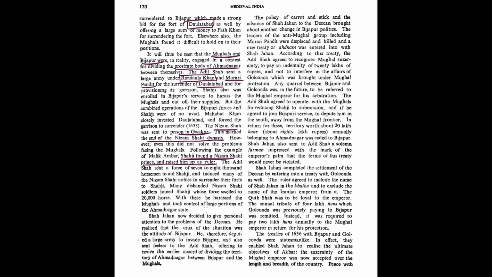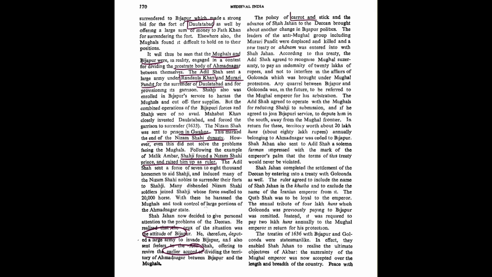Shah Jahan now decided to give personal attention to the problem of the Deccan. He realized that the crux of the situation was the attitude of Bijapur. He therefore recruited a large army to invade Bijapur and also sent feelers to the Adil Shah, offering to revive the earlier record of dividing the territories of Ahmednagar between Bijapur and the Mughals. The policy of carrot and stick.